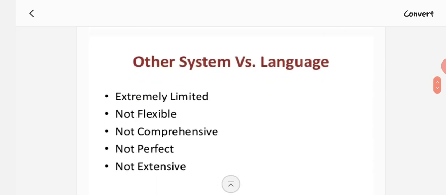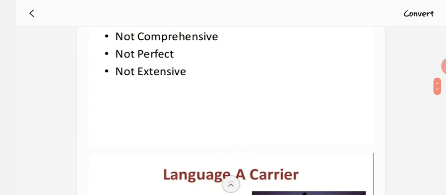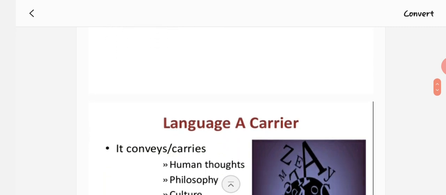If we talk about the other systems with the language, these are extremely limited, while the language is approximately unlimited. Other systems are not flexible, but language is always flexible. Other systems are not comprehensive, but a language is always comprehensive. The other systems are not perfect, but a language should be perfect. And other systems are non-extensive, while the language is always extensive.